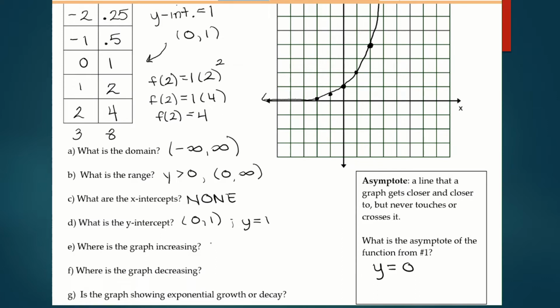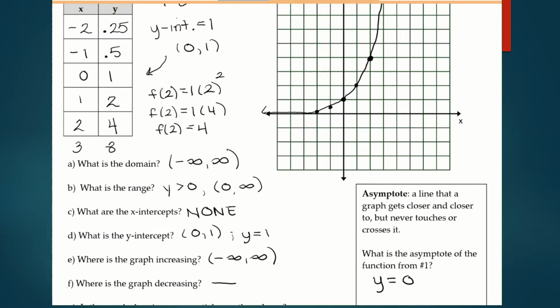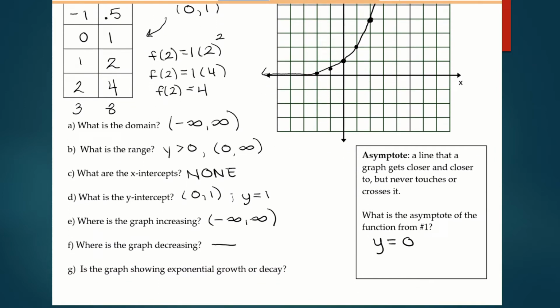So when is the graph increasing? Remember, we're talking about over what x values? From negative infinity to infinity, our graph is always increasing. Is our graph ever decreasing? Not in this case. Are we showing a growth or decay? Well, we're showing a growth because, like I said, as our x values are increasing, our y values are also increasing. So this is what we would call a growth. As our x values increase, our y value also increases. All right, let's keep going to the next page.